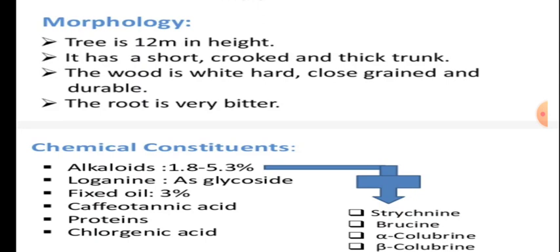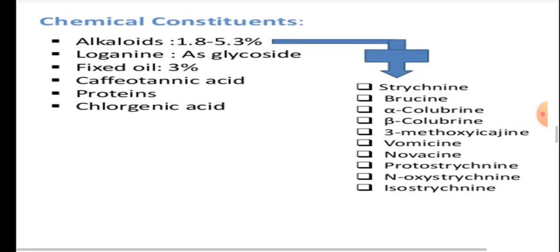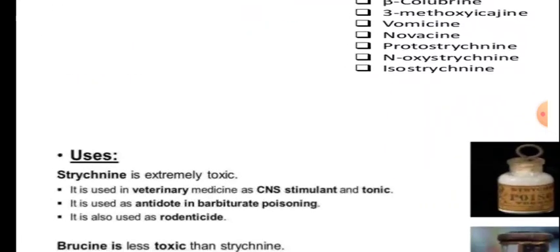In chemical content, alkaloids 1.8 to 5.3%, loganin, glycoside, then fixed oil 3%, caffetannic acid, proteins and chlorogenic acid. Mainly alkaloids: strychnine, brucine, alpha colubrine, beta colubrine, 3-methoxyicajine, then vomicine, novacine, protostrychnine, N-oxystrychnine and isostrychnine. So remember these names properly for Strychnos nux vomica.